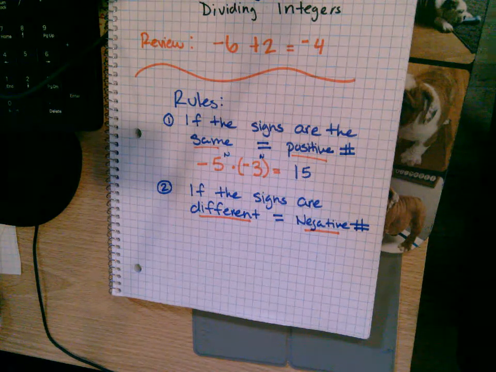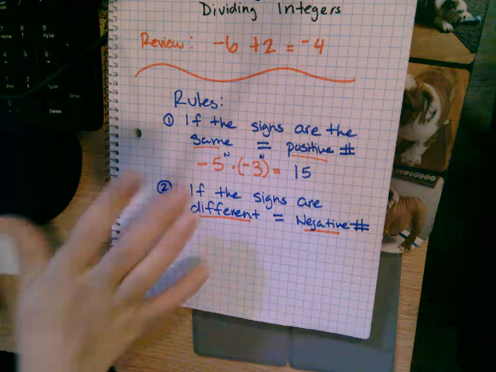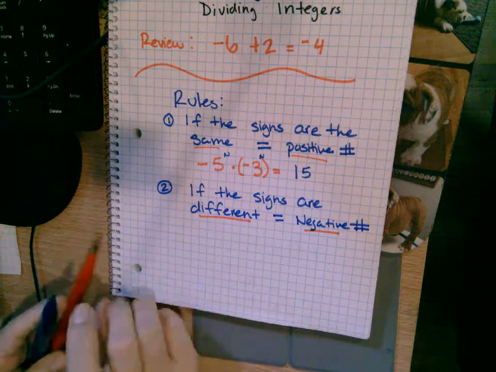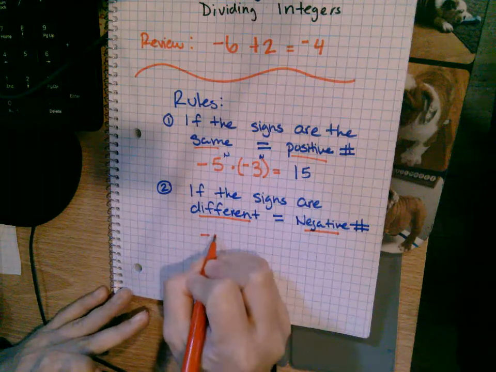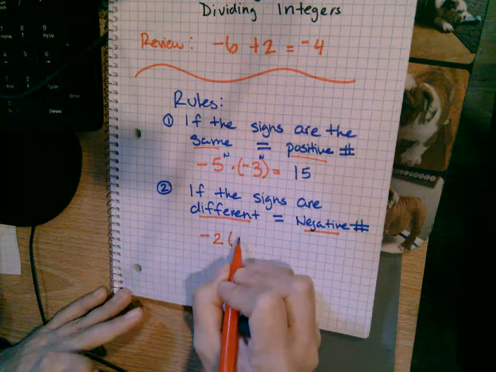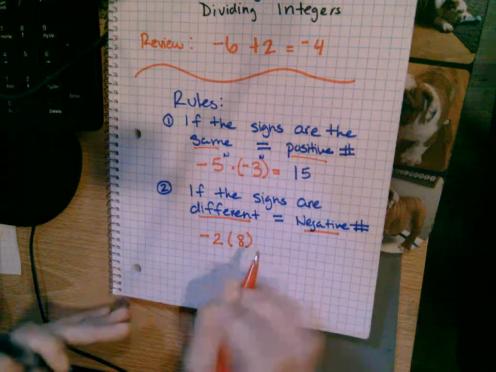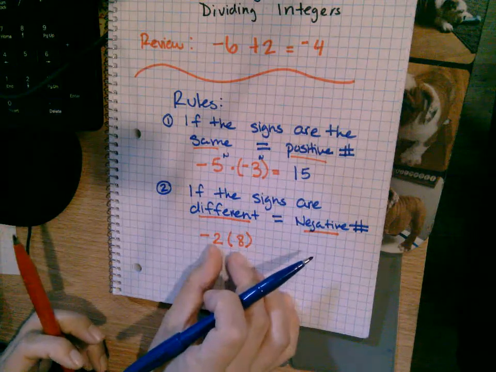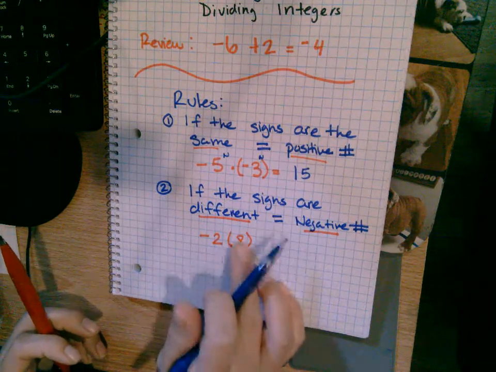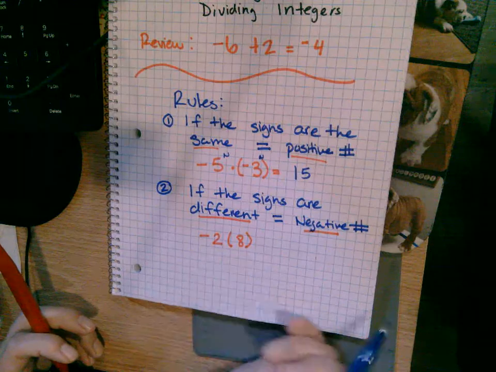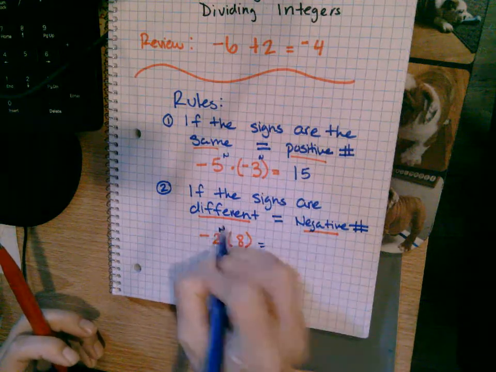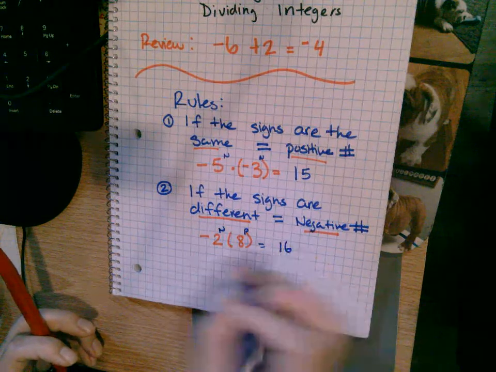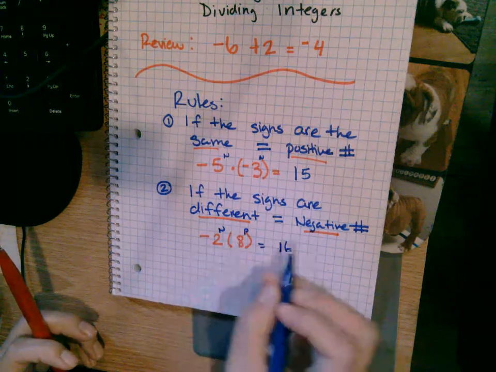So kids 100% get confused. They confuse these rules with the rules we learned a couple of days ago. So if I have -2 times, let's say 8. Another way to write multiplication is you don't write the dot. You just kind of squish everything together. And if you squish everything together, you have to set up parentheses. That also means multiplication. So here I have a negative, here I have a positive. So I'm going to multiply these. 2 times 8 gives me 16. Now do you see how the signs are different? So your answer is negative.